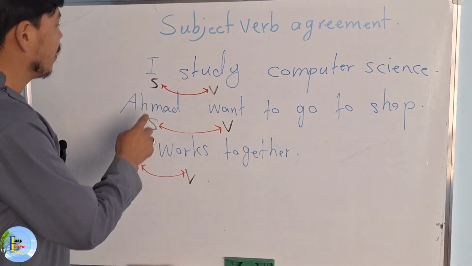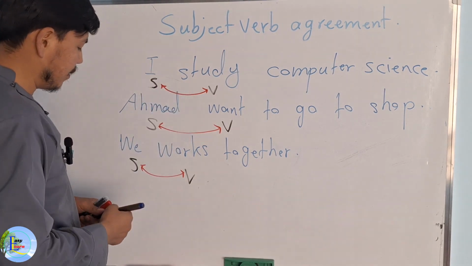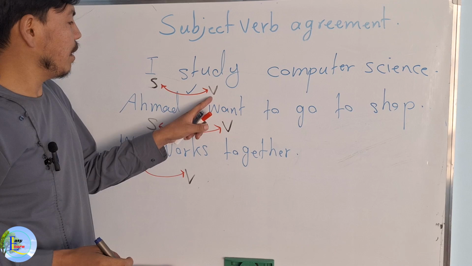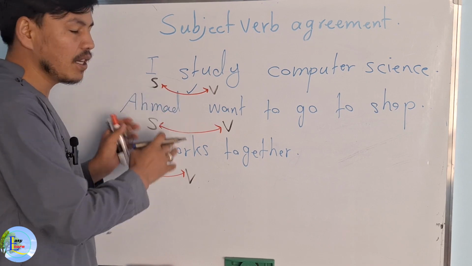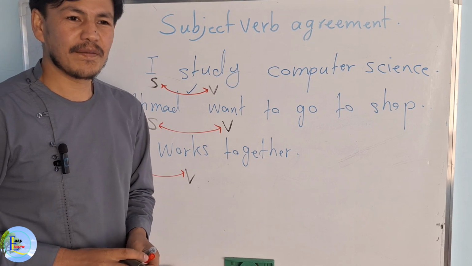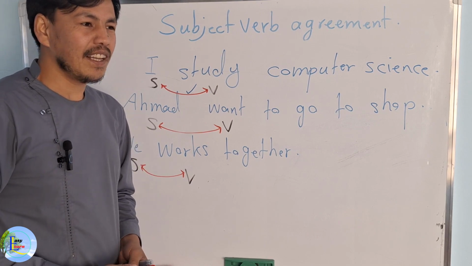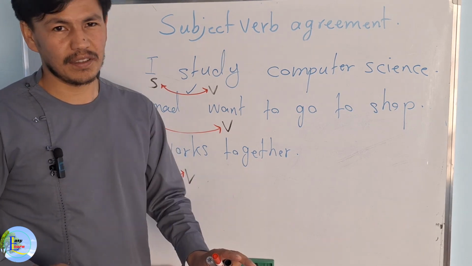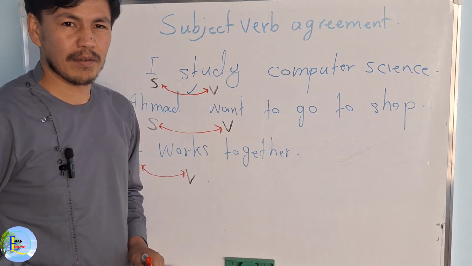So let us see. I study. I can say this is correct. Subject and verb here agree together. I see an agreement between subject and verb. It's like two parties. They are arguing, they are discussing something, and if they do not agree at the end, they will face an issue. So they must agree, otherwise a war will pop out.